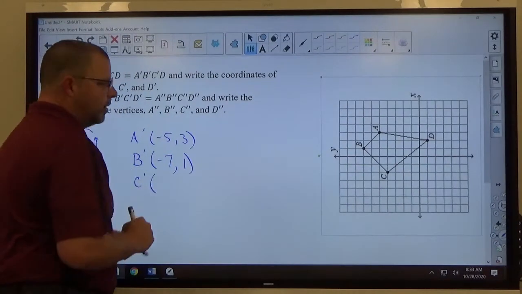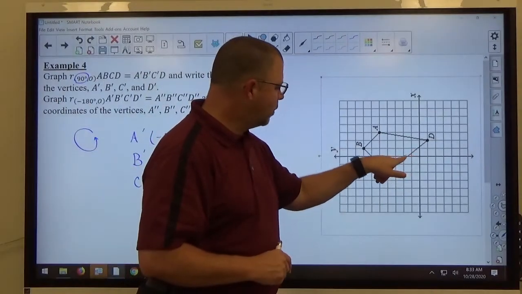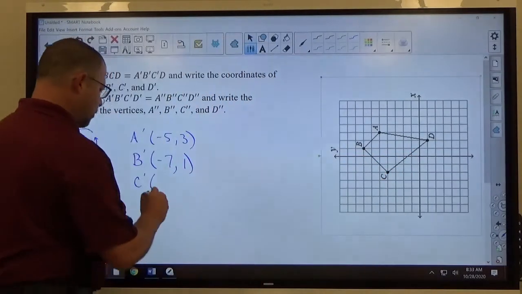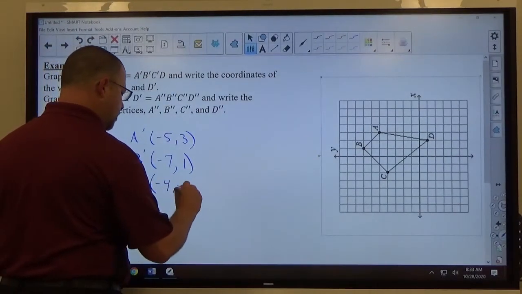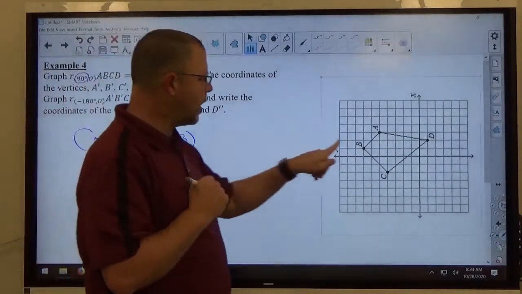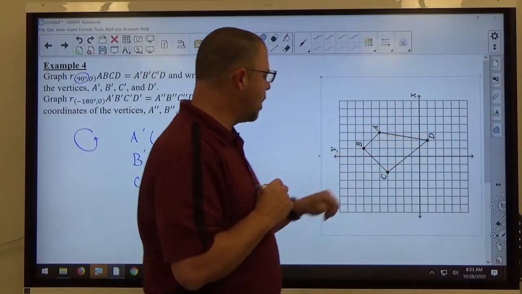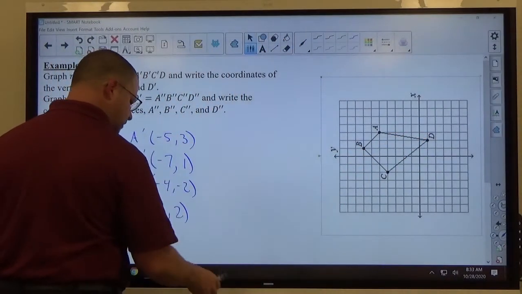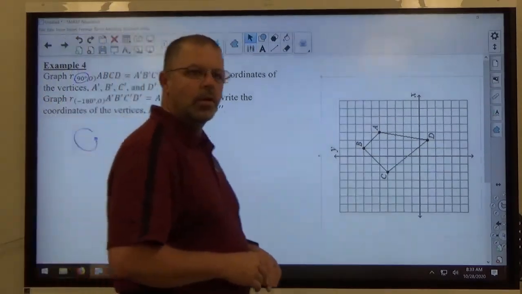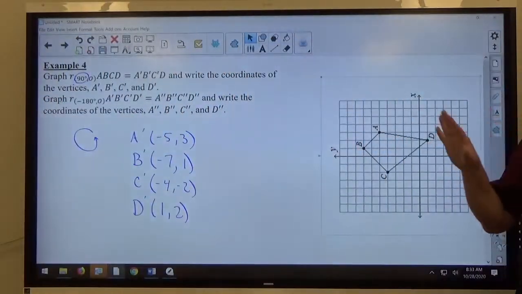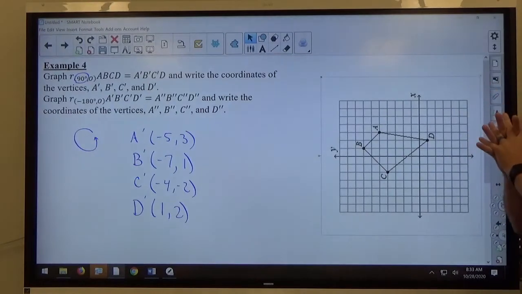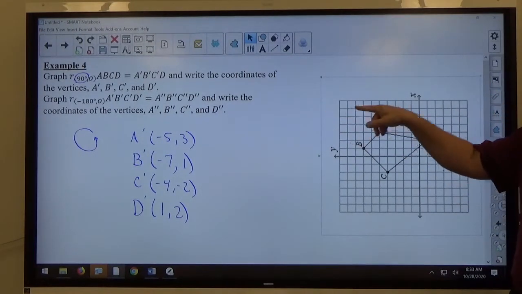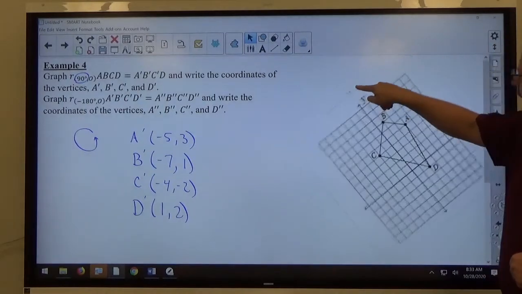C prime, looking where C prime is, 1, 2, 3, 4 left, that's negative 4, 1, 2 down, that's negative 2, so we record negative 4, negative 2. And then D prime, we're going 1 to the right and 2 up, so D prime is positive 1, positive 2. You make the rotation physically with your hands, you turn it 90 degrees counterclockwise, and then you just identify where the coordinates are and you record them. Then you turn your paper back to normal.